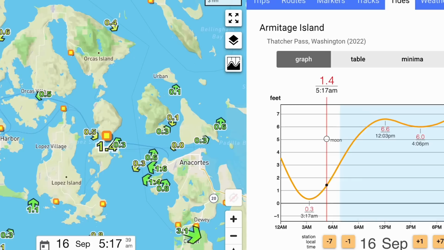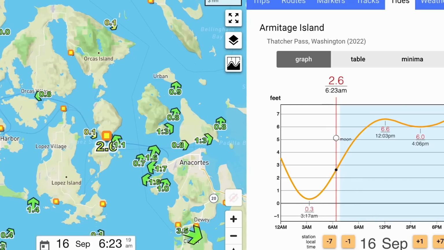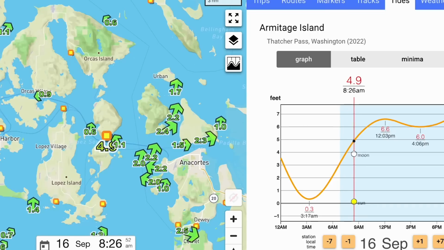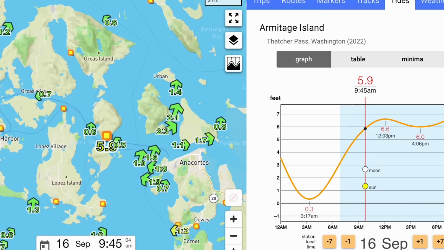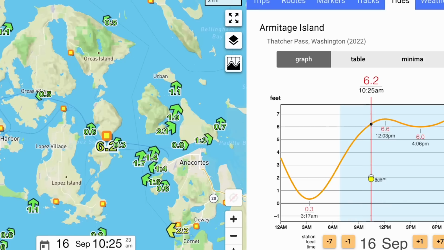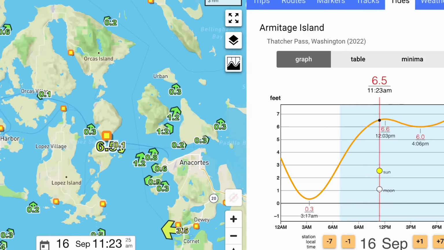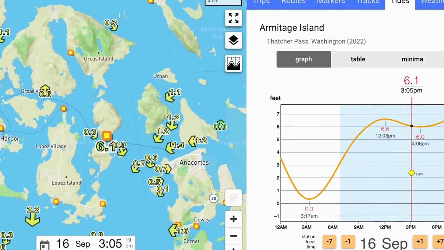But when the tide is in the middle, it's changing the most rapidly. That's when we get the strongest currents, and sometimes there's a slight time delay at certain locations. It's not just the height of the water that affects boaters, but the rate of change in the height of the water.